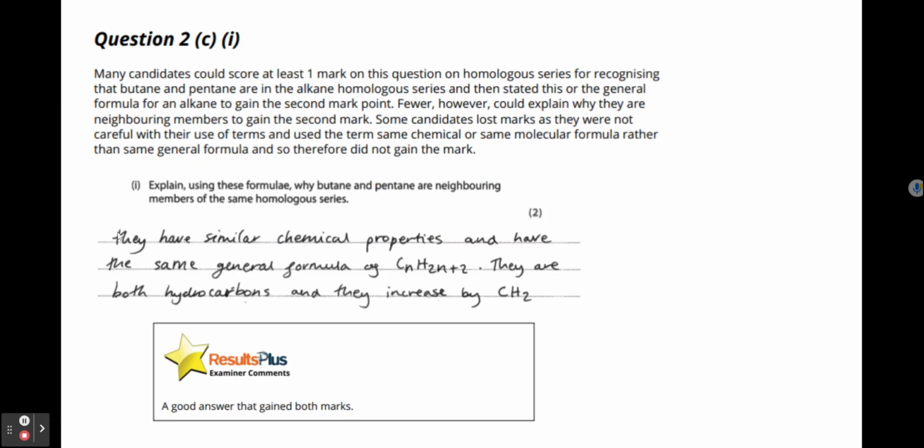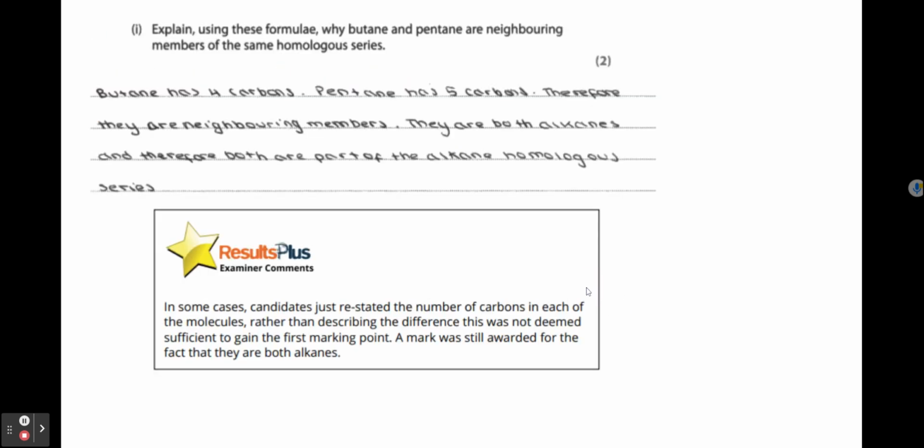So this answer here: they have similar chemical properties, they have the same general formula, and they're both hydrocarbons, and they increase by CH2. So we've got the marks for the general formula and for the CH2. In this question, we've got butane has 4 carbons, pentane has 5 carbons, therefore they are neighbouring members. They are both alkanes and therefore part of the alkane homologous series.